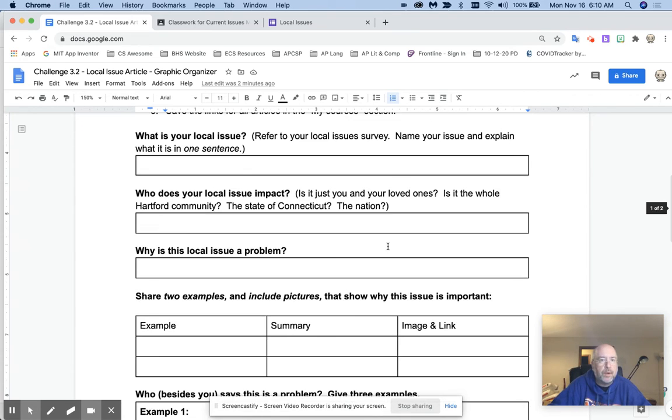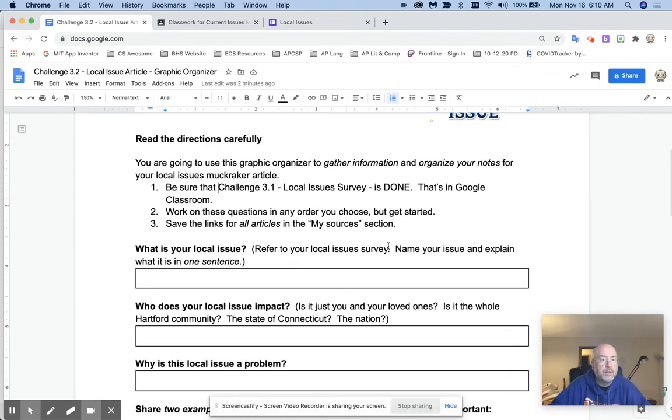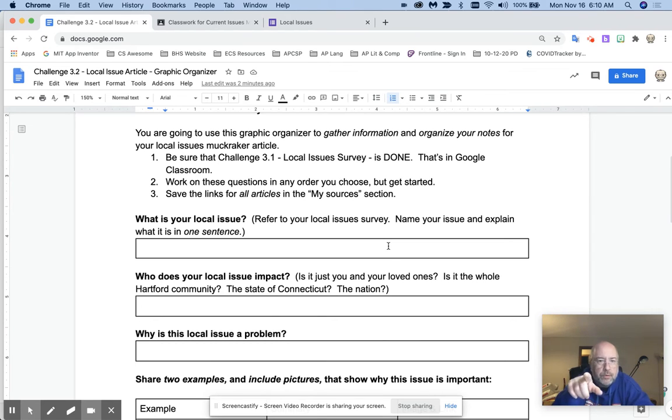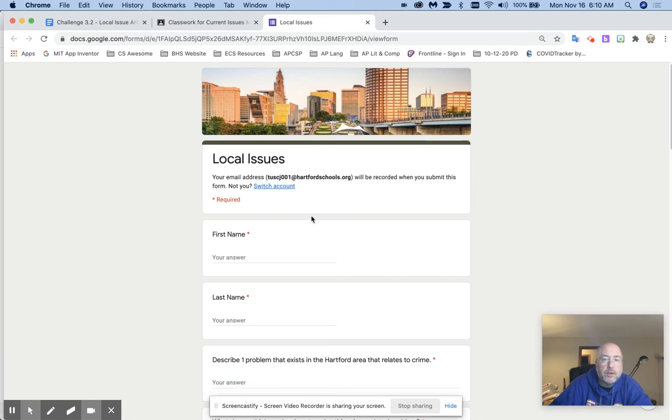Now let's go through what the questions say. You ready? Here we go. First, what is your local issue? Well, wait a second. The local issue survey. Remember this, challenge 3.1? You did this survey. If you didn't, stop. Go do this first. Because this particular one, right, I keep pointing in the wrong direction. This one right here, this survey is going to get you started. So do this survey first. If you haven't done this first, stop. Do this first, okay? But if you already did it, moving on.